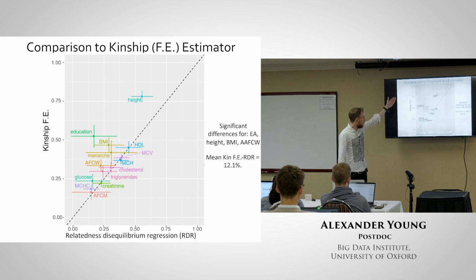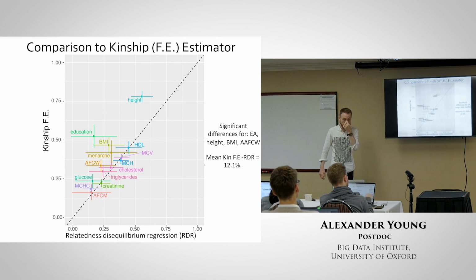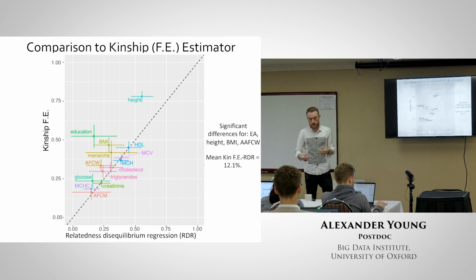Then you can see, comparing it to the methods that just look at the relationship between phenotypic similarity and relatedness, that they're overestimating things like height, educational attainment, body mass index, and age of first child in women. So that's evidence that there is this confounding between genes and environment, between relatedness and environmental similarity.